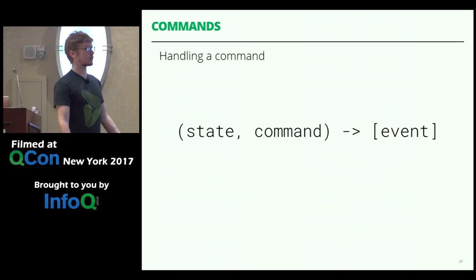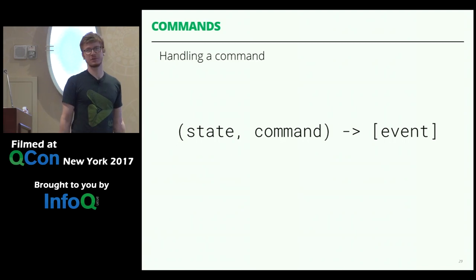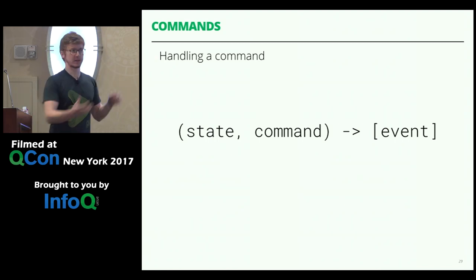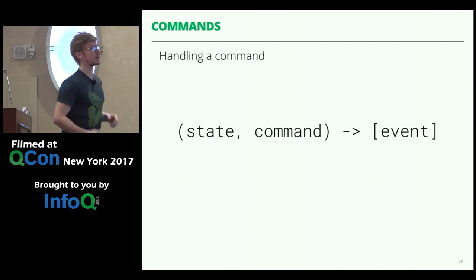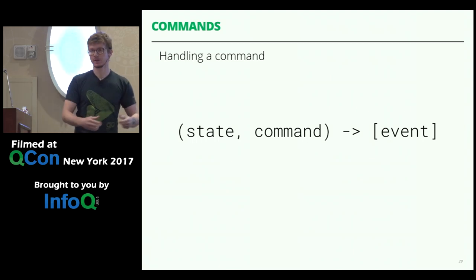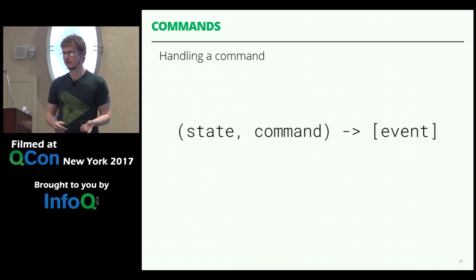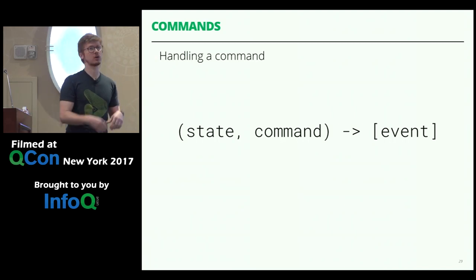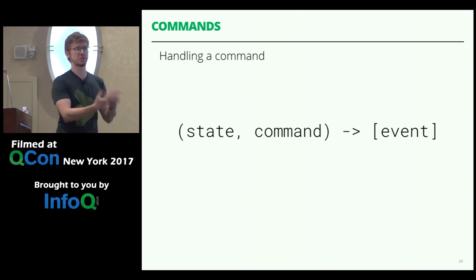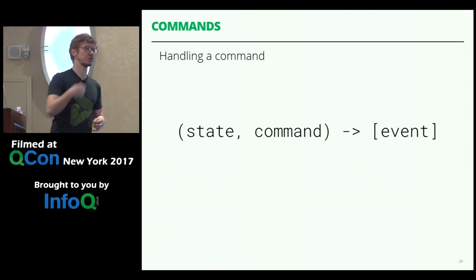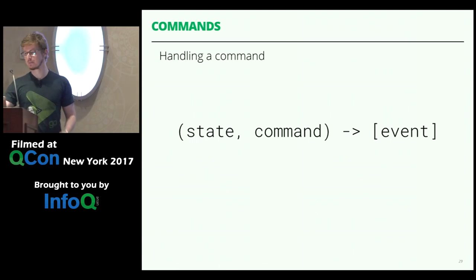So the process of handling a command in a typical event sourcing application can be described with a function signature like this. Given the current state of the application and an incoming command, we run business logic and produce events. If something goes wrong, we throw an exception or just return an empty list of events. But usually, the execution of commands should result in events being created.